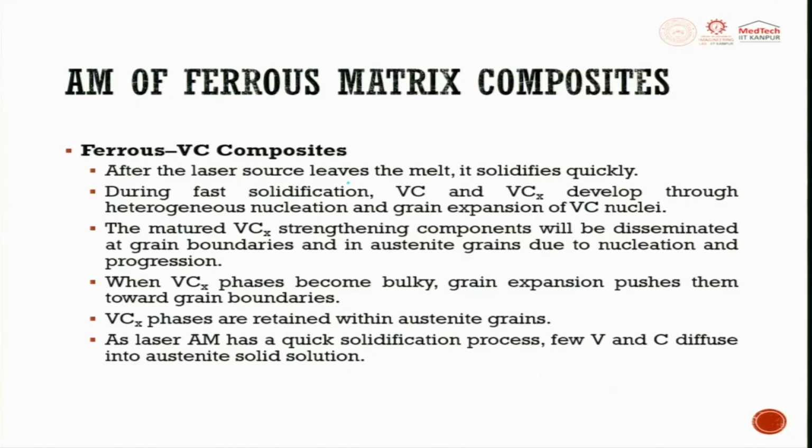After the laser source leaves the melt, it solidifies quickly. During fast solidification, VC and VCX develop through heterogeneous nucleation and grain expansion of VC nuclei. The matured VCX strengthening component will be disseminated at grain boundaries and in austenitic grains due to nucleation and progression. So, this is very important.